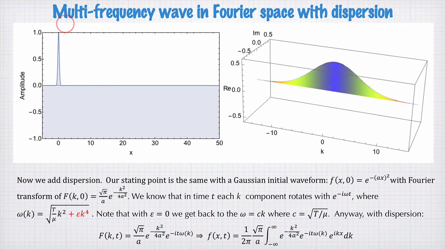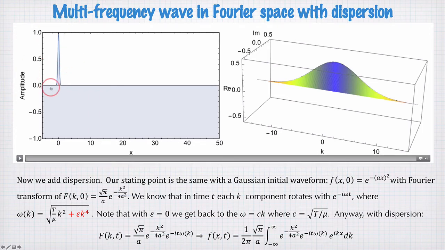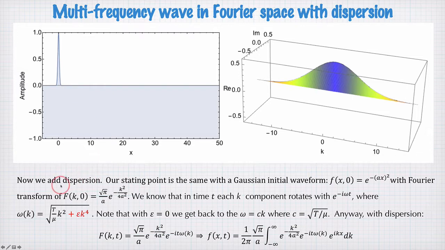So here we are, arrived at the point where we can model the motion of this Gaussian pulse using recipe 1 with dispersion. So the starting point is this function of x at time equal to 0 with this Fourier transform as we have used before. And we also know that at each time t, the k component rotates at e to the i omega t, where omega here depends on k. And in fact, omega of k is given by this equation here.